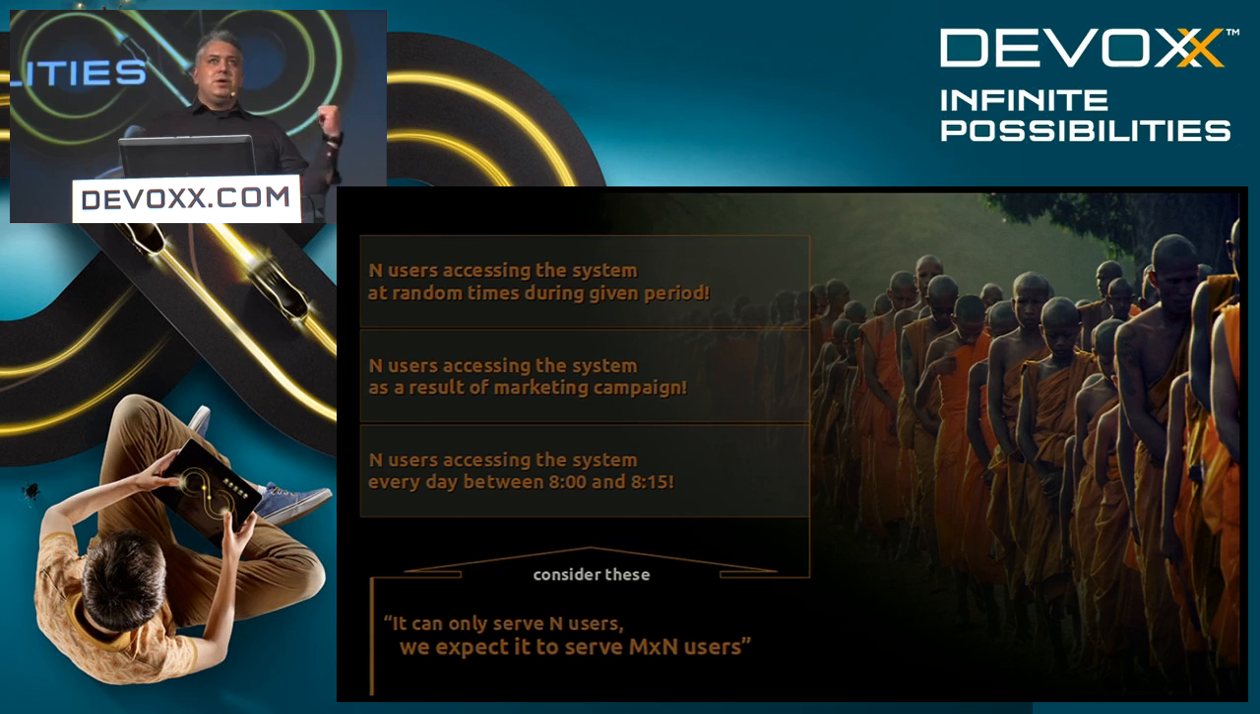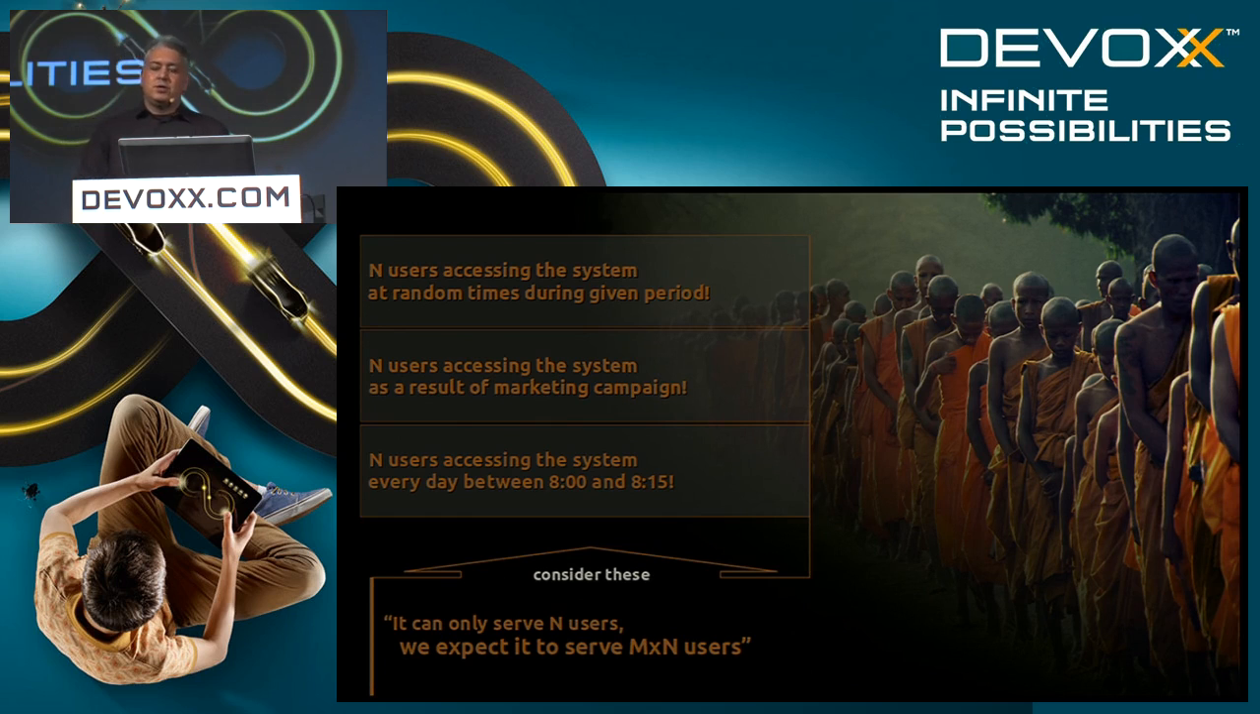Now the third case may seem artificial to you, which is N users between 8 and 8:15, but that's a real case, believe it or not. What happened was a company had a corporate intranet. They had thousands of employees. And they set up the homepage of the corporate intranet to be the homepage of their browsers. So every single morning when every employee comes to work and turns on their computer, the homepage is loaded. So it turns out that you have thousands of users hitting your homepage every single day between 8 and 8:15.